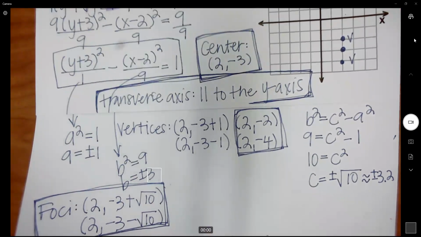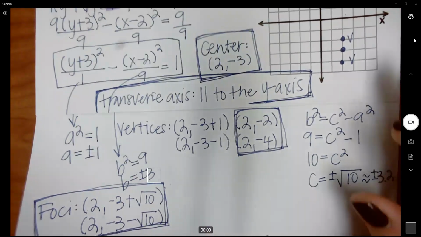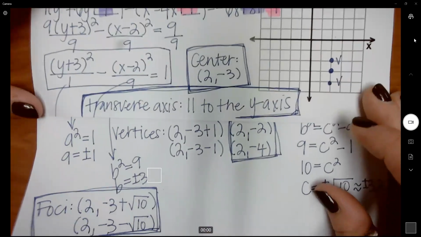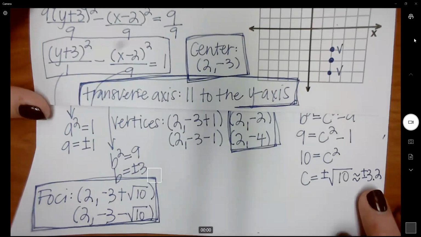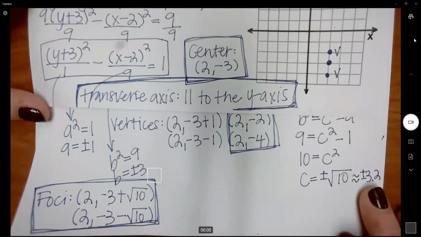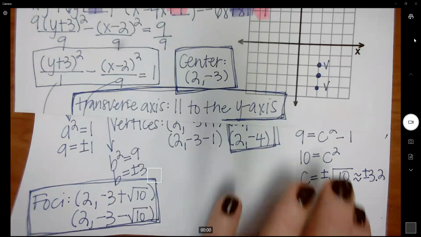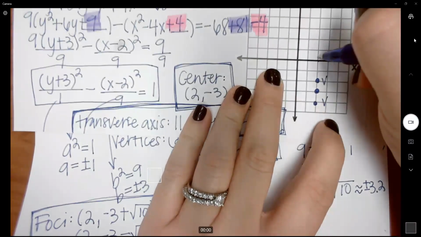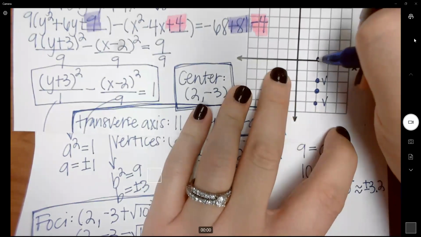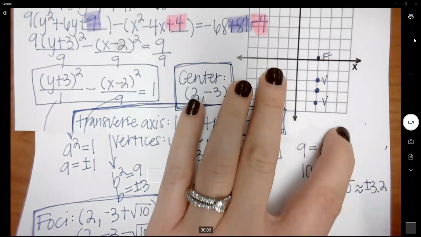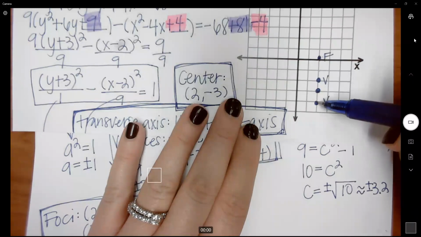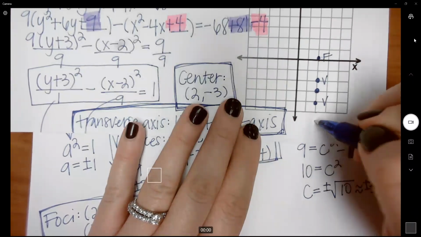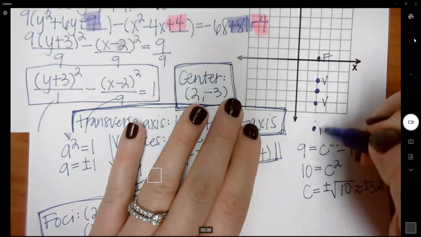Now you can again gather that from the graph. When you graph this from the center, I'm going to go up 3 and some change, and down 3 and some change. So from the center, I'm going to go up 1, 2, 3, and a little bit more for my focus. And from the center, I'm going to go down 1, 2, 3, and a little bit more for my other focus.